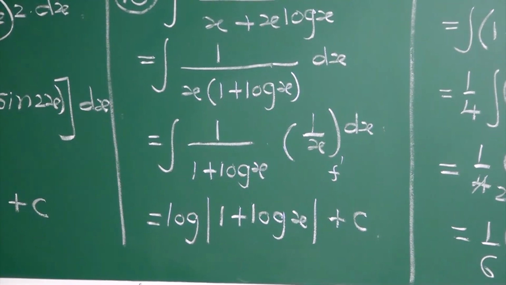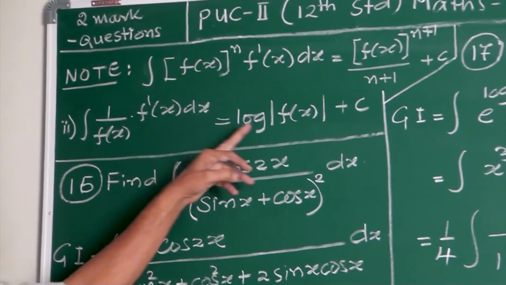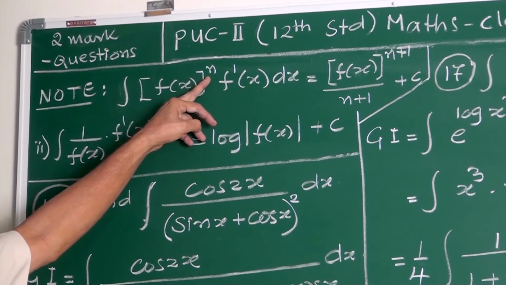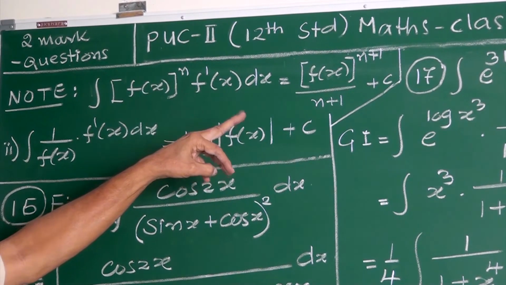All these we use this formula: 1 by f into f' is log f. Now I use this formula: f(x) to the power n into f' is f(x) to the power n+1 upon n+1 plus c.